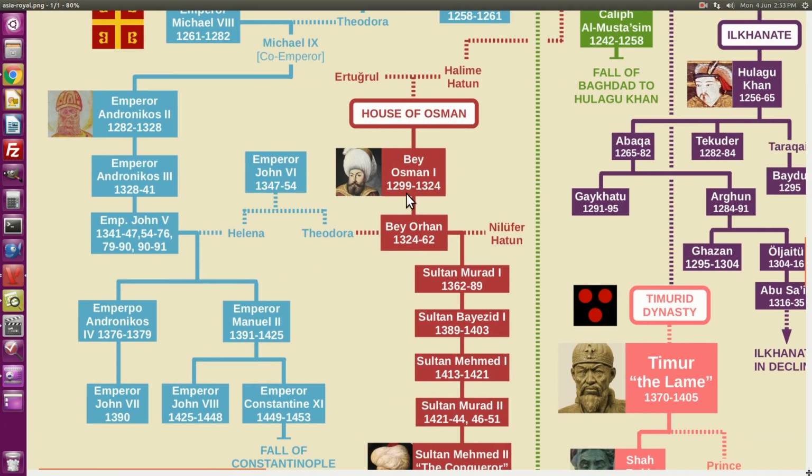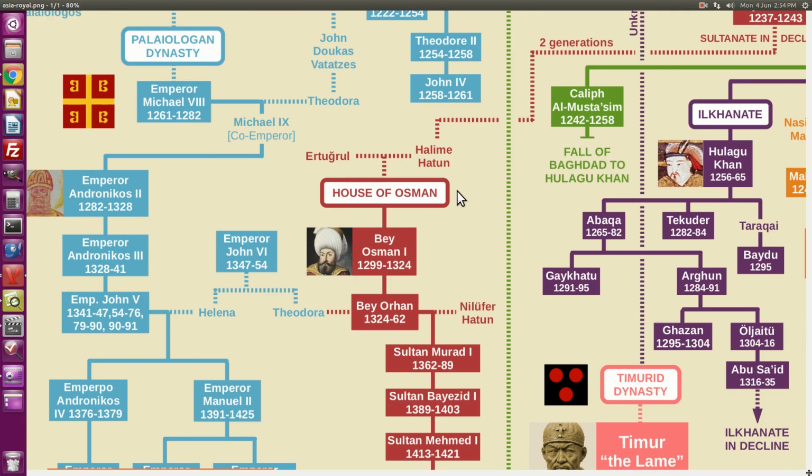So the Ottoman dynasty is shown here in the dark red, and we're going to start with this individual here, who is Osman the First. Another alternative form of his name is Ottoman. The Greeks knew him as Ottoman, and that's where we get the word Ottoman. His dynasty is also known as the House of Osman, named after him. So that is where we get the name of the dynasty.